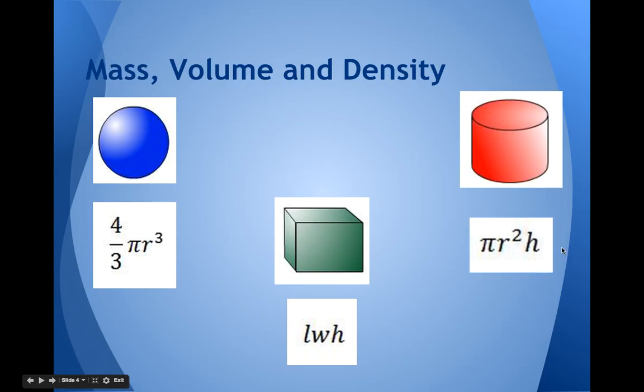A cylinder is a little bit different. You have pi r squared times the height. R is the radius. Now remember, radius is from the center point over. Diameter is the entire length or width of a circle. Radius is half of that.